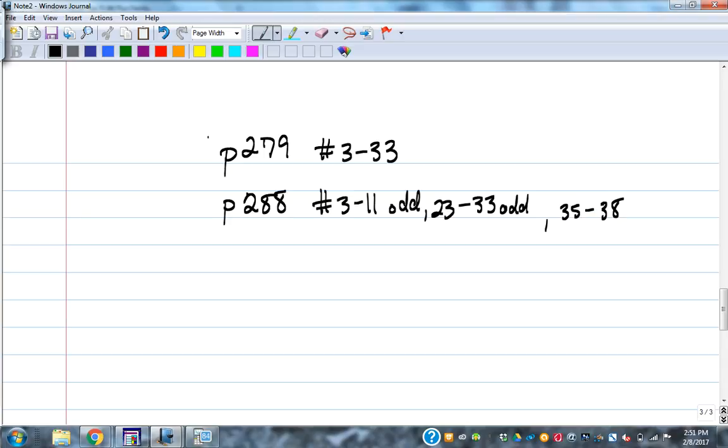Page 279, 3 through 33. We'll just do odds on that. And then do odds on the next page, 3 through 11, 23 through 33 odd, and then all of 35, 36, 37, 38. Those two sections will be quizzed together on Friday. Today's Wednesday, tomorrow's Thursday, then Friday. That'll keep us from having a quiz on Monday, which is a good thing.